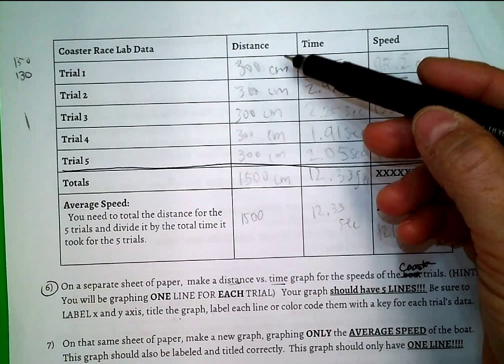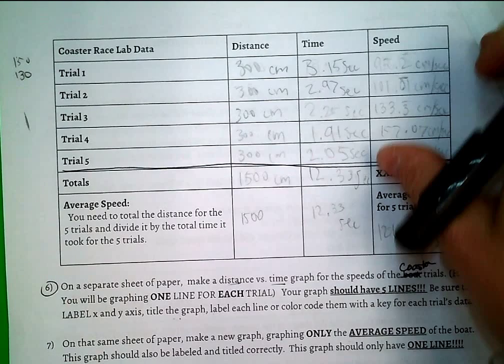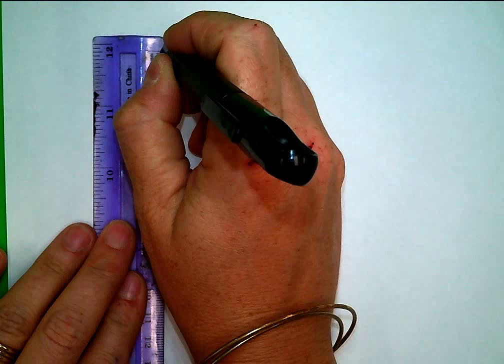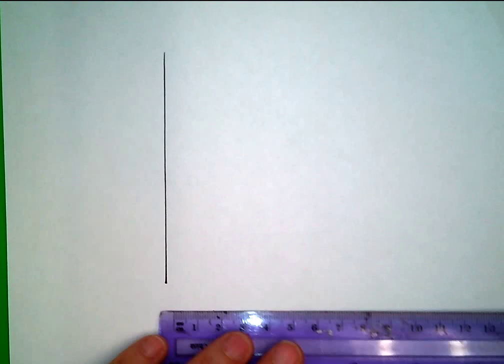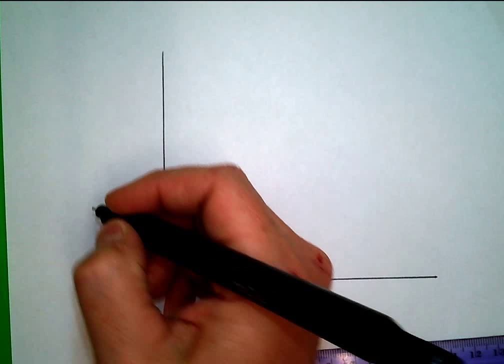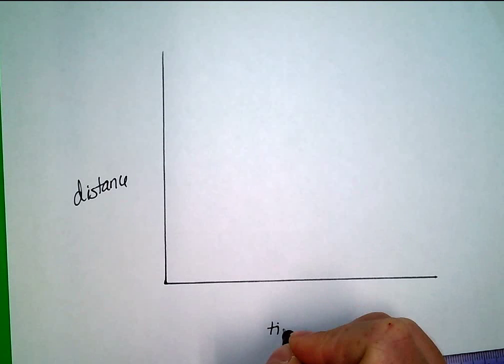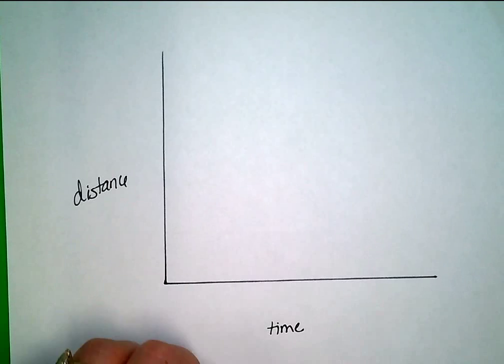So here's the distance of our coaster, or even the boat race, which was 300 centimeters long. So what we're going to do is make an X and Y axis. I'm going to get my ruler, and I need to make it a distance versus time graph. So the first thing I'm going to do on my white sheet of paper is place my X and Y axis, and label those axes as a distance versus time graph.